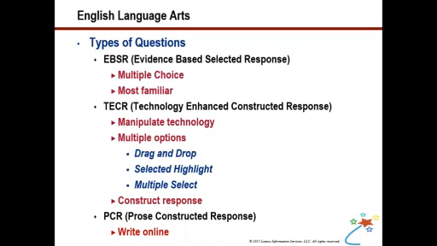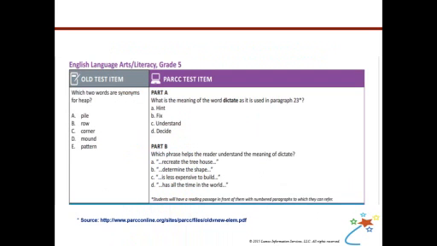The most important thing to remember with the PARCC questions is that while there may be different types, they will all be in more depth than what your students may be used to seeing. In this graphic, taken from the PARCC site, you will see a side-by-side comparison of the older way questions might be asked compared to PARCC's new way.